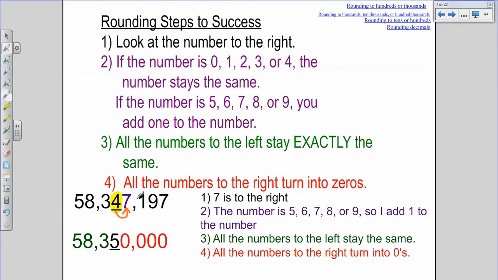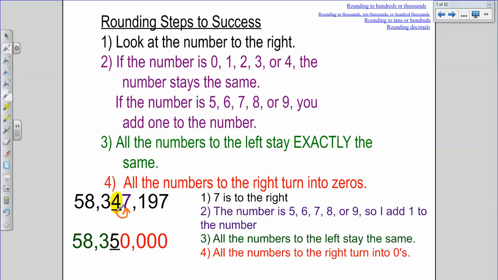If the number to the right of my underlying digit is 0, 1, 2, 3, or 4, we're going to stay on the floor. If the number to the right of my underlying digit is 5 or above, we're going to go up. So we're going to add 1 to the number. All of the numbers to the left of the underlying digit stay the same. All of the numbers to the right turn into zeros.